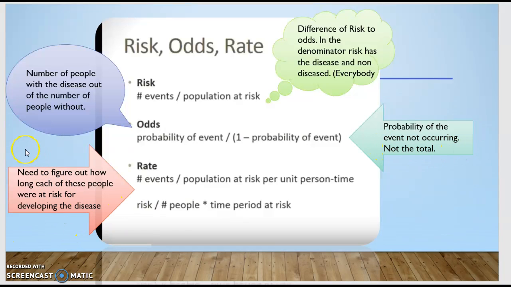In order to find rate, we need to figure out how long each of these people were at risk for developing the disease, so the formula would be the number of events out of the population at risk per unit person time. Or we could use an alternate formula, risk out of the number of people, time period at risk.